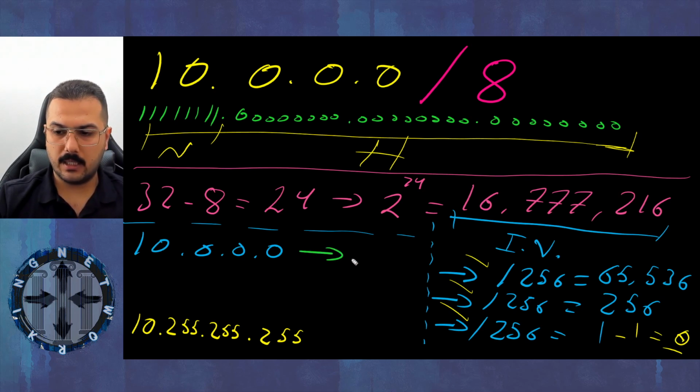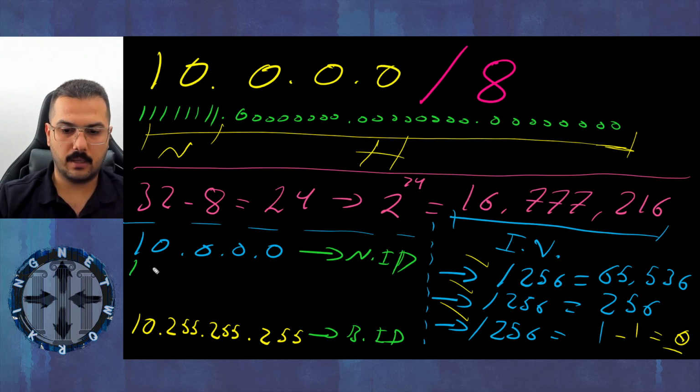So this is the network ID, the broadcast ID, the first ever usable IP address, the last ever usable IP address. Within them, there are 16,777,214 usable IP addresses.